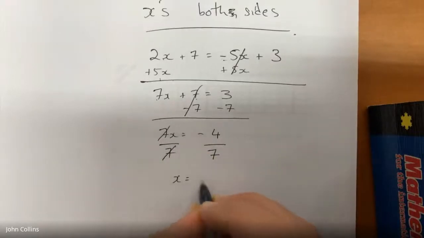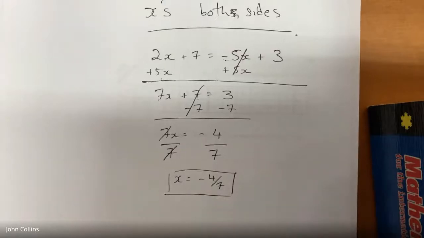And x is, well, that's an example of an awkward fraction. It's just negative 4/7. I wouldn't have guessed that at the start. It would have taken me quite a while to guess that number. So that's why our method is key.